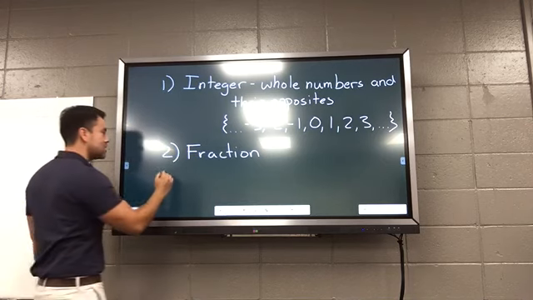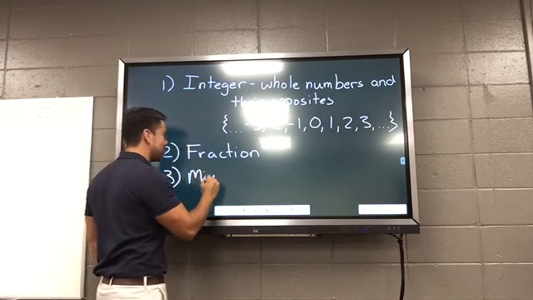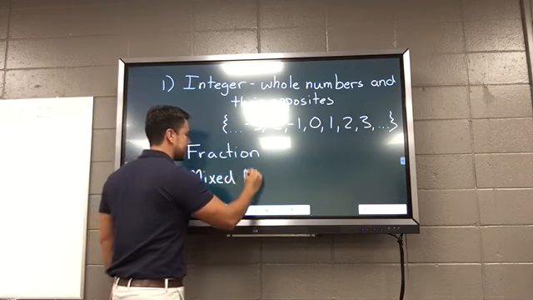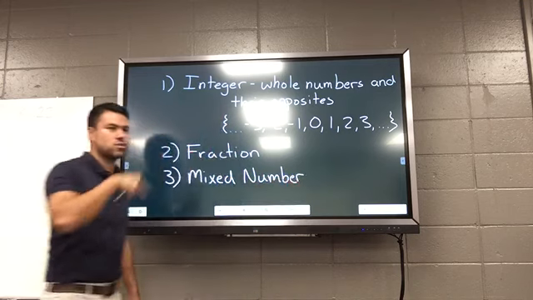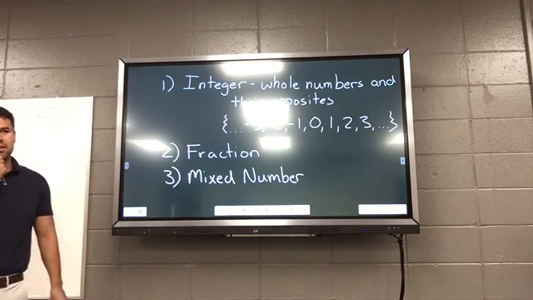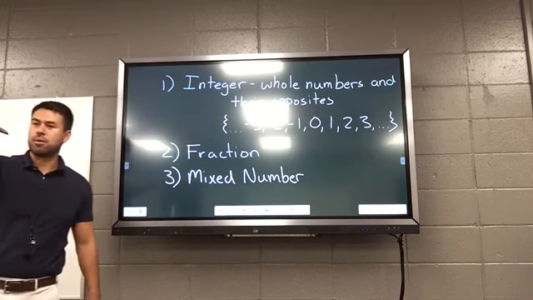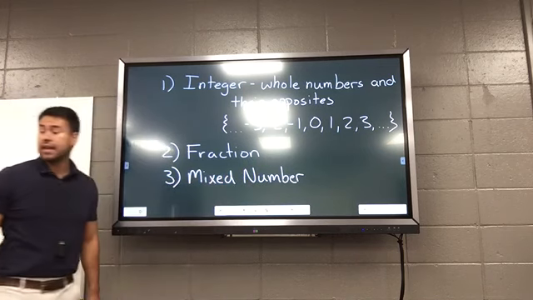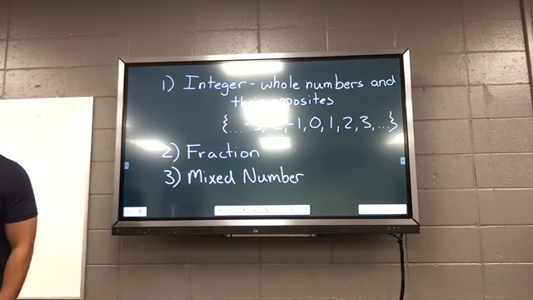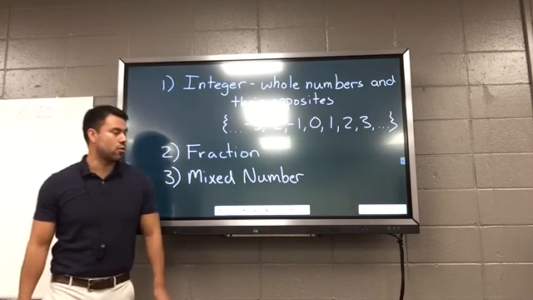Okay. A third type is going to be a mixed number. I also wrote a definition, but I think they get this. Can somebody tell me what a mixed number is? Marissa? It has a whole number and a fraction. Whole number and a fractional part. So it has two parts. That's a mixed number. I hope you understand that. If you don't, there are examples in your book.